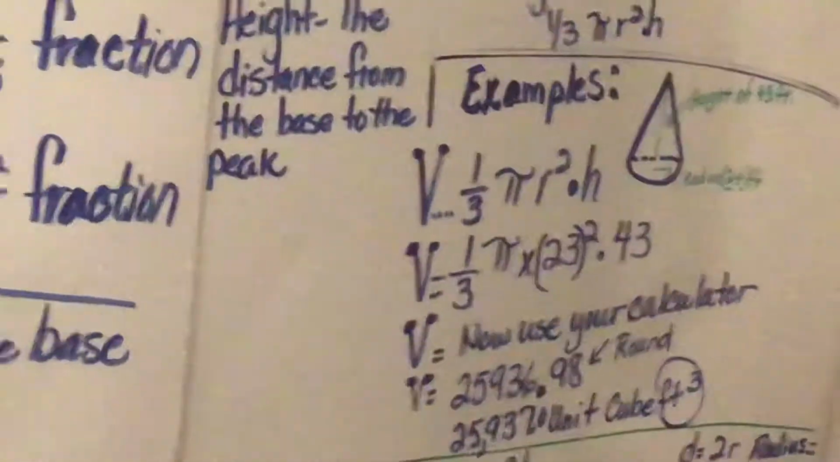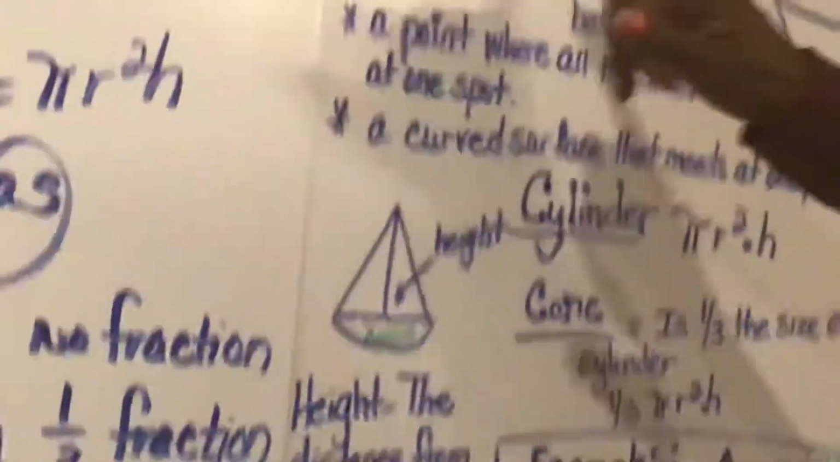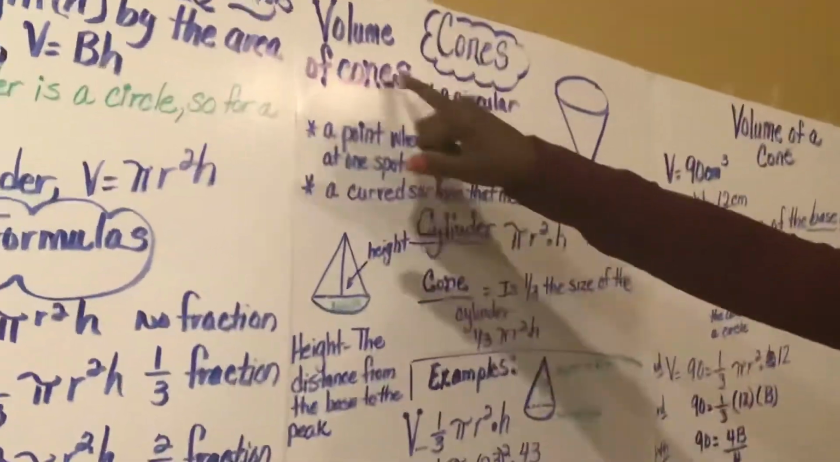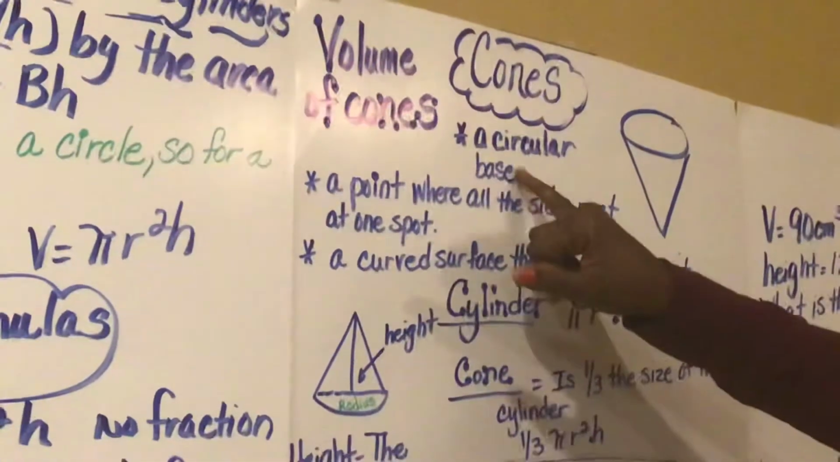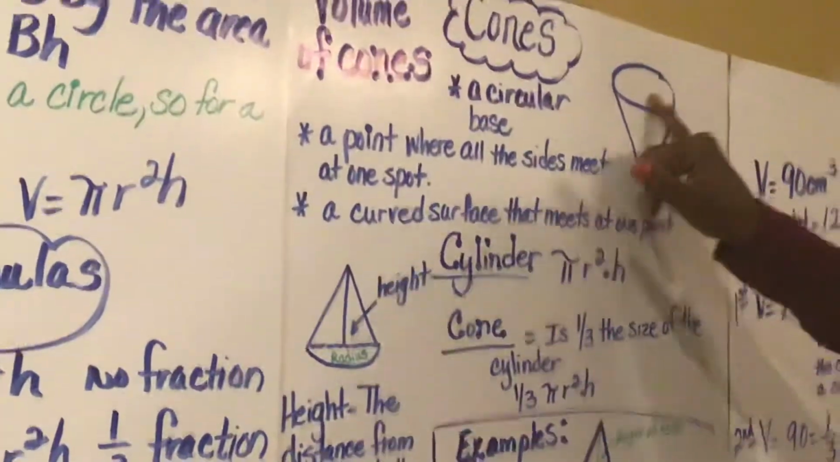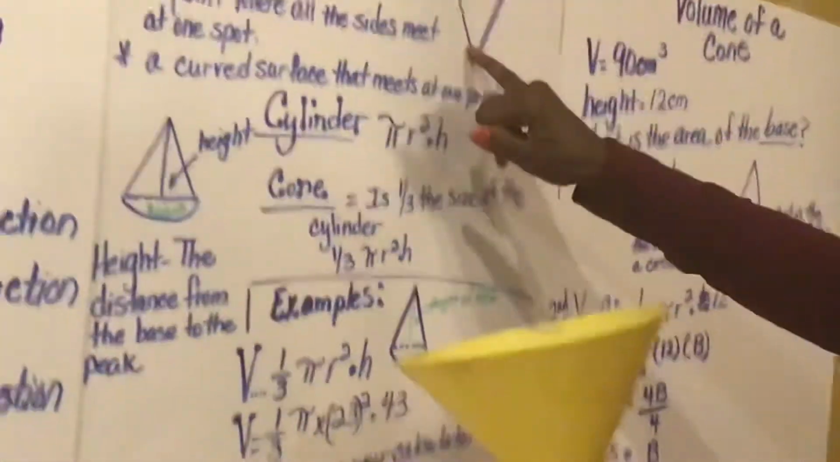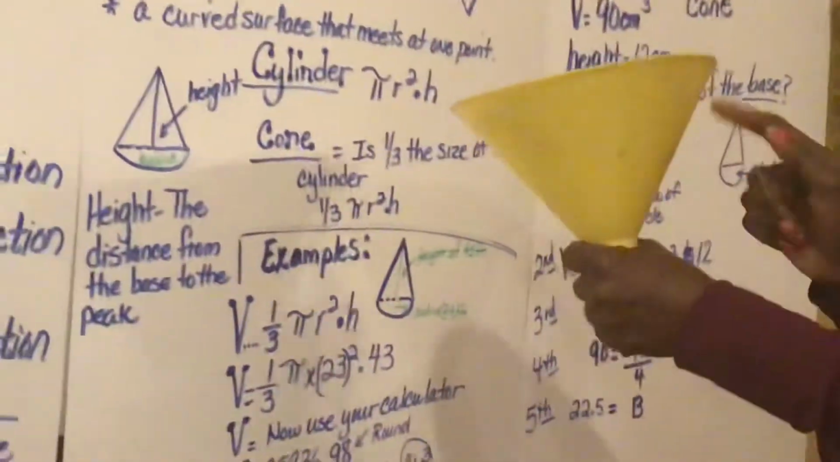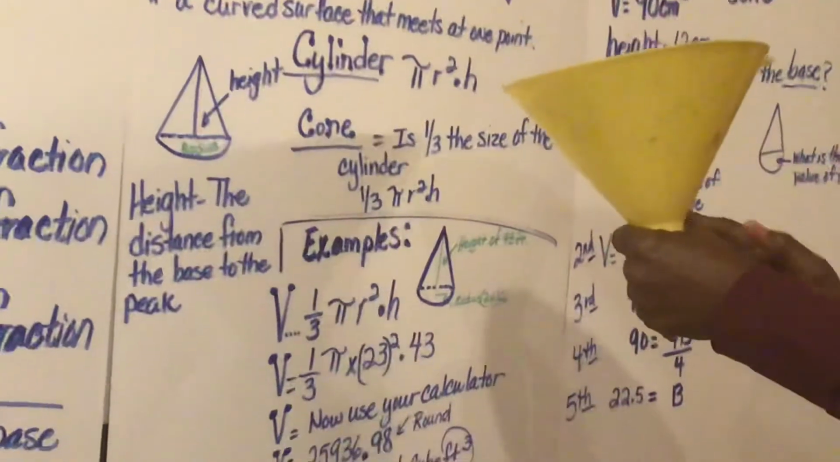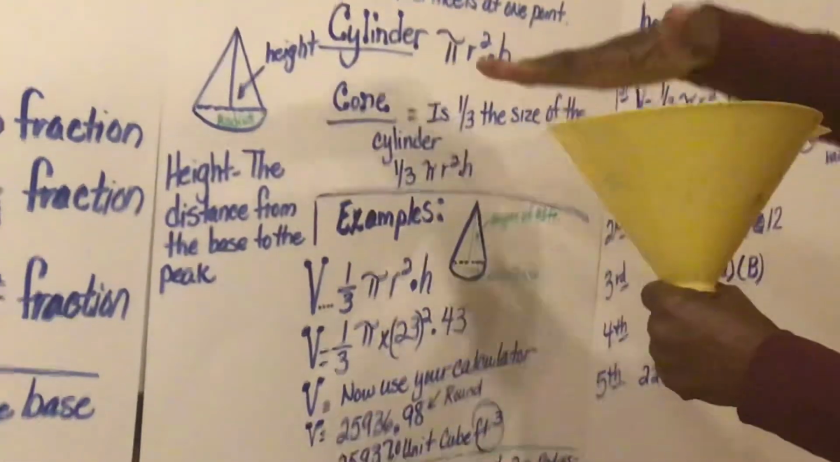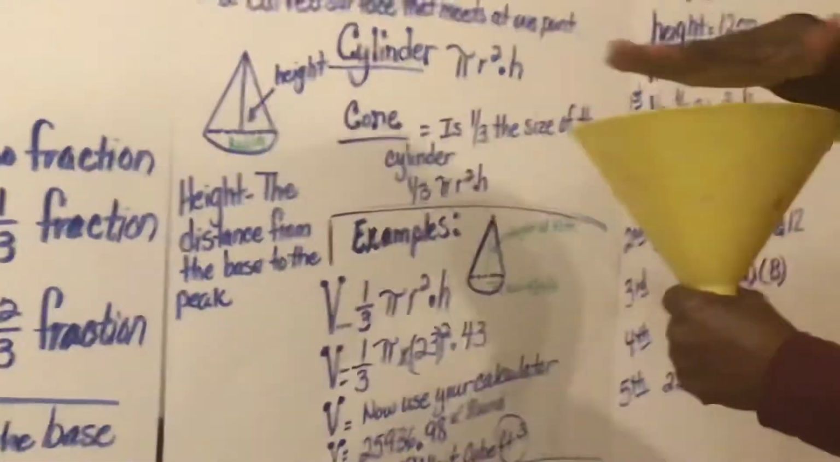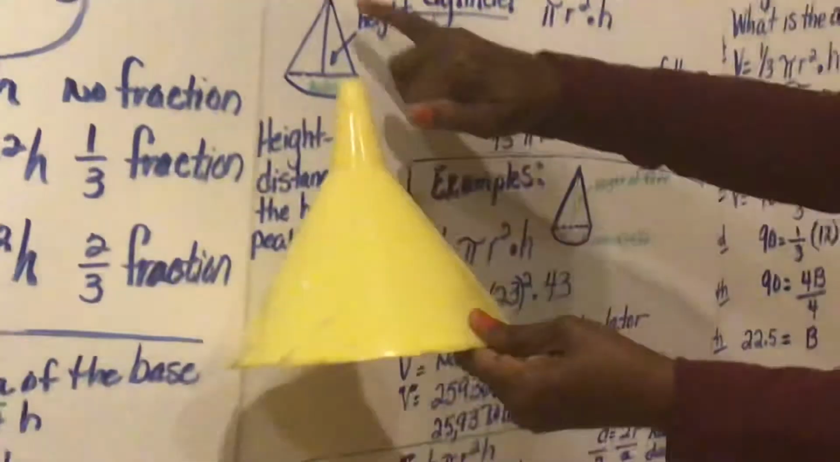Any questions? No, ma'am. Now, let's move over to cones. Let's talk a little bit more about cones. This is the cone, and we said that a cone has a point where all the sides meet. So where are all these sides going to meet? At the bottom? At the bottom. And it has a curved surface that meets at one point. So this is the picture right here.